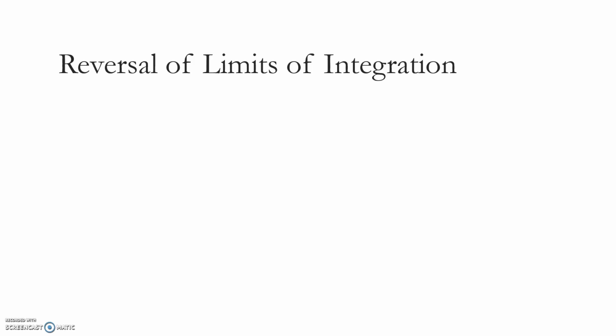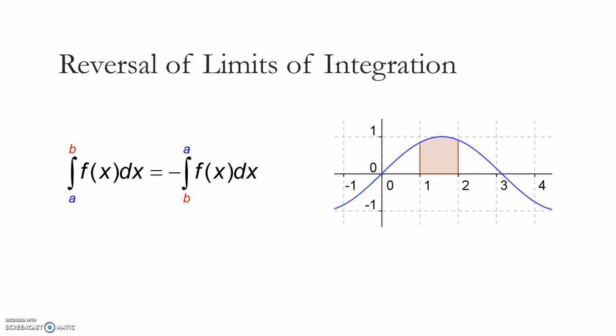The next one is the reversal of limits of integration. I have talked about how if your area is below the x-axis, then we call that negative for definite integrals. The other way to have a negative definite integral is to have your limits of integration kind of backwards. Normally we have our small number at the bottom and our large number at the top. But if I were doing this integral, whatever this function is, from 2 to 1, my answer would be negative whatever that area is numerically.